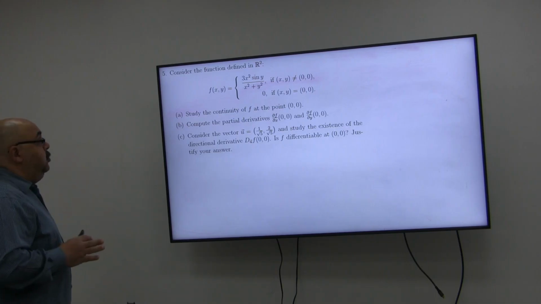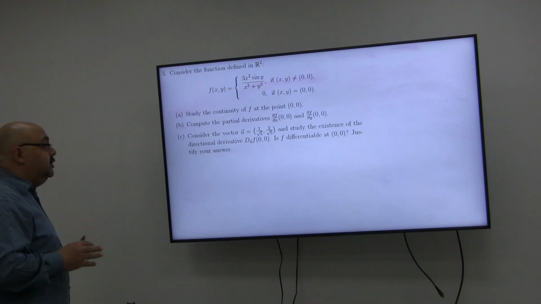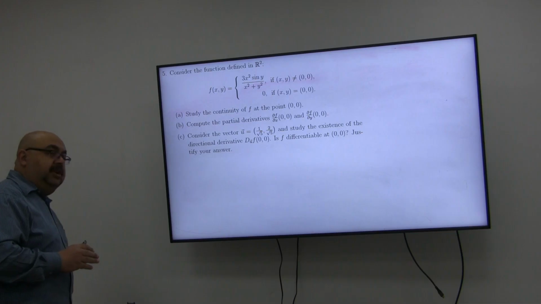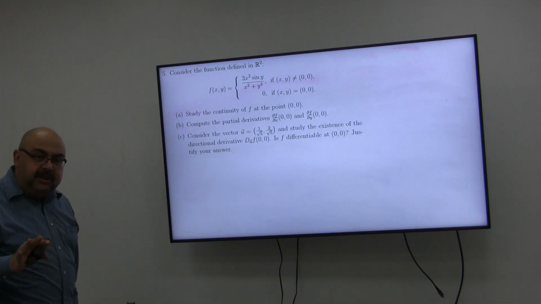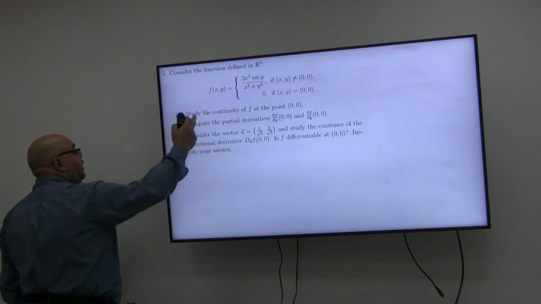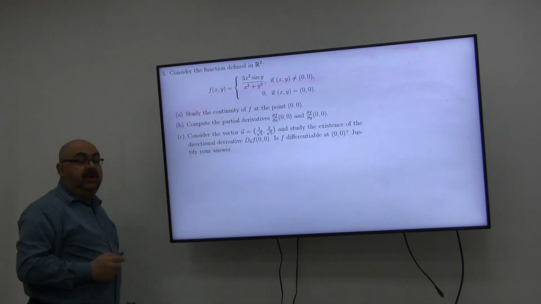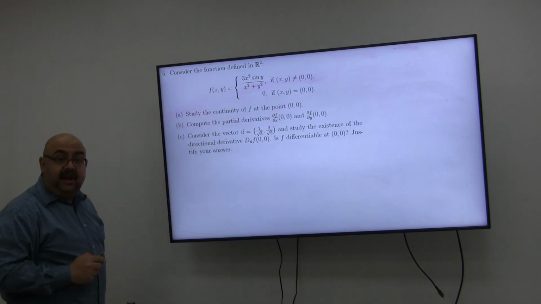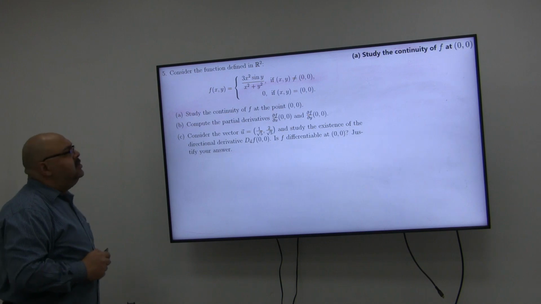That's another problem. You should study the continuity, compute the partial derivatives, consider the vector, study the directional derivative. Same steps exactly, but we changed the kernel of the function to be 3x squared, and we are testing around 0 and 0. Same steps exactly.